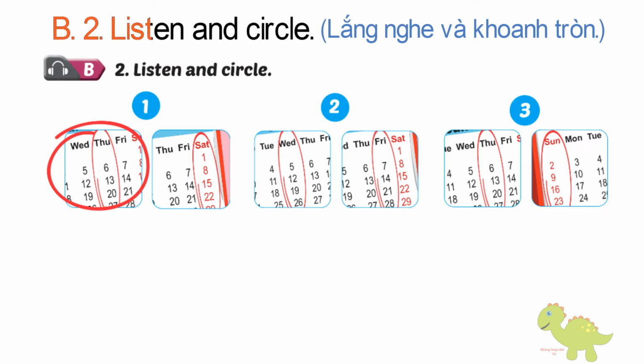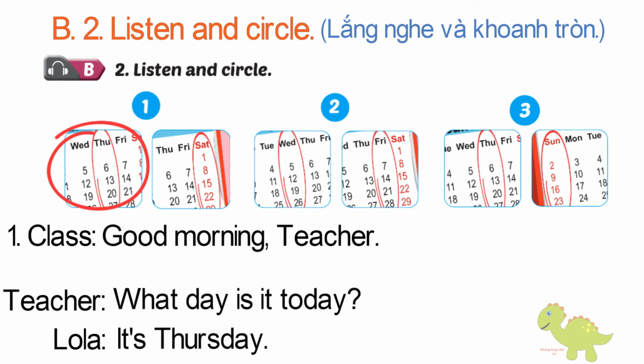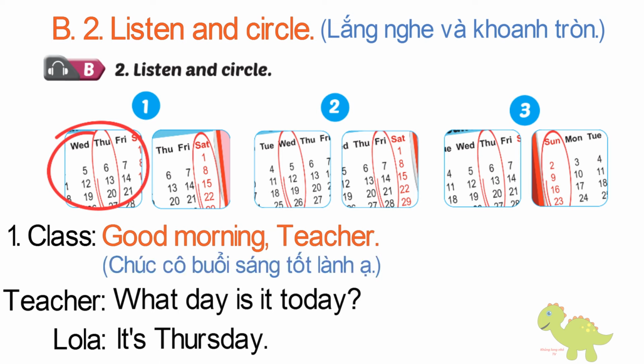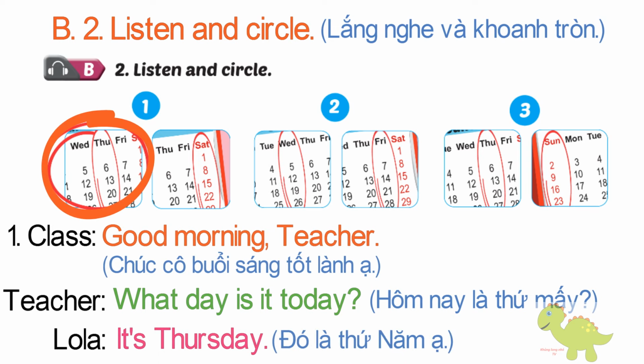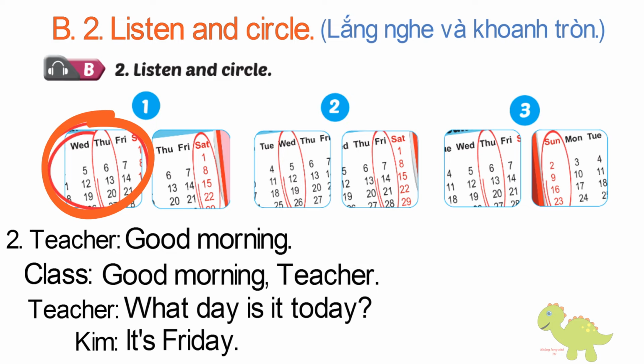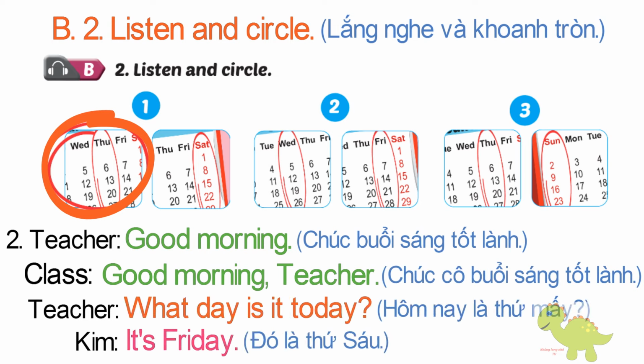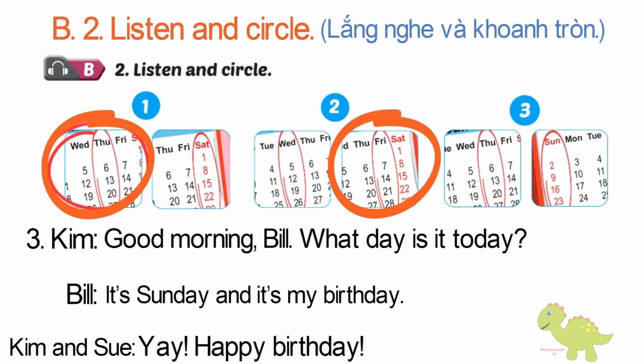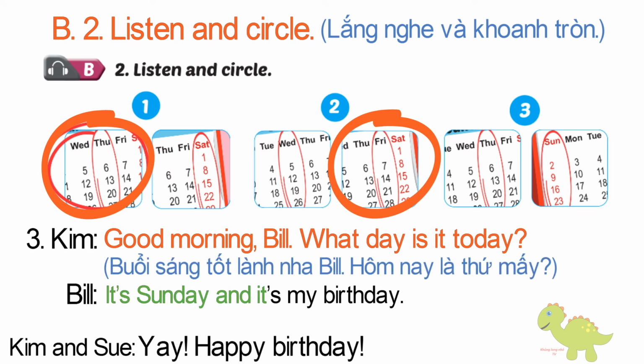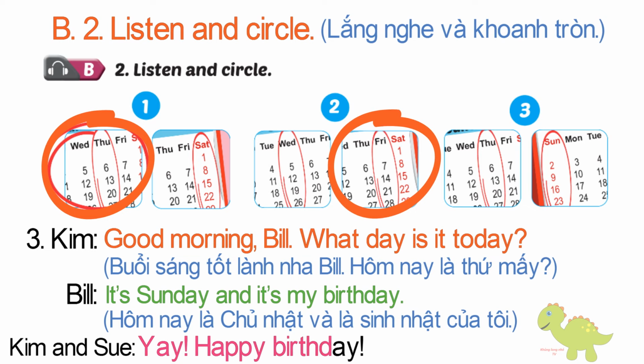B. 2. Listen and circle. 1. Good morning, teacher. What day is it today? It's Thursday. 2. Good morning. Good morning, teacher. What day is it today? It's Friday. 3. Good morning, Bill. What day is it today? It's Sunday, and it's my birthday. Yay! Happy birthday!